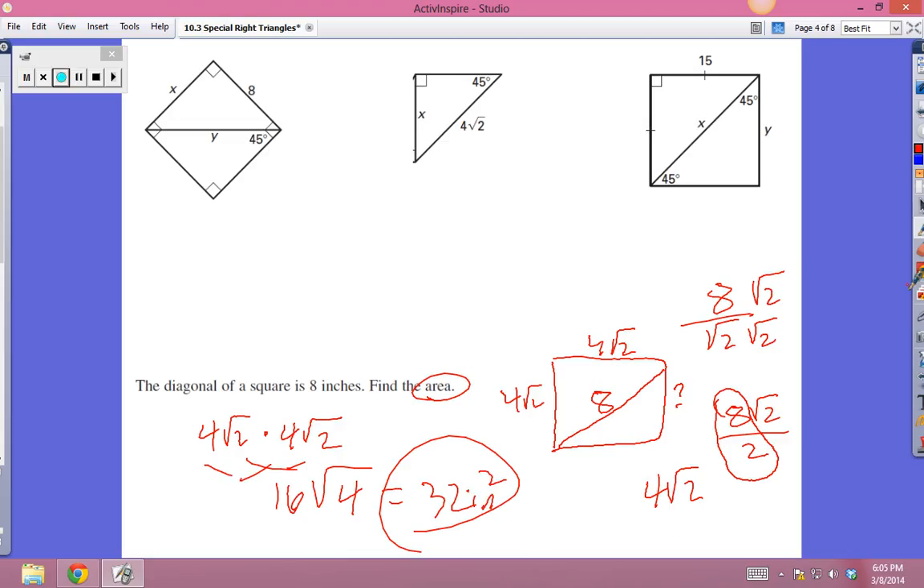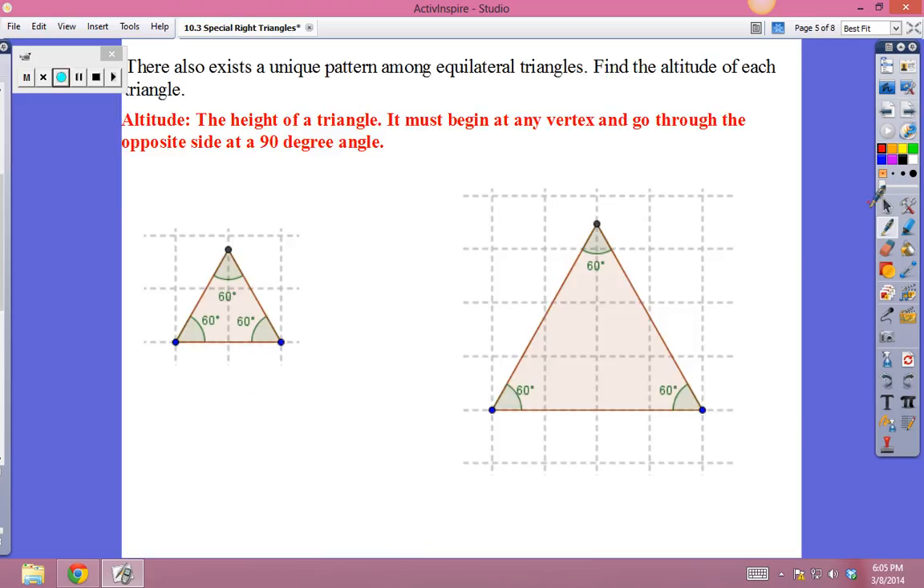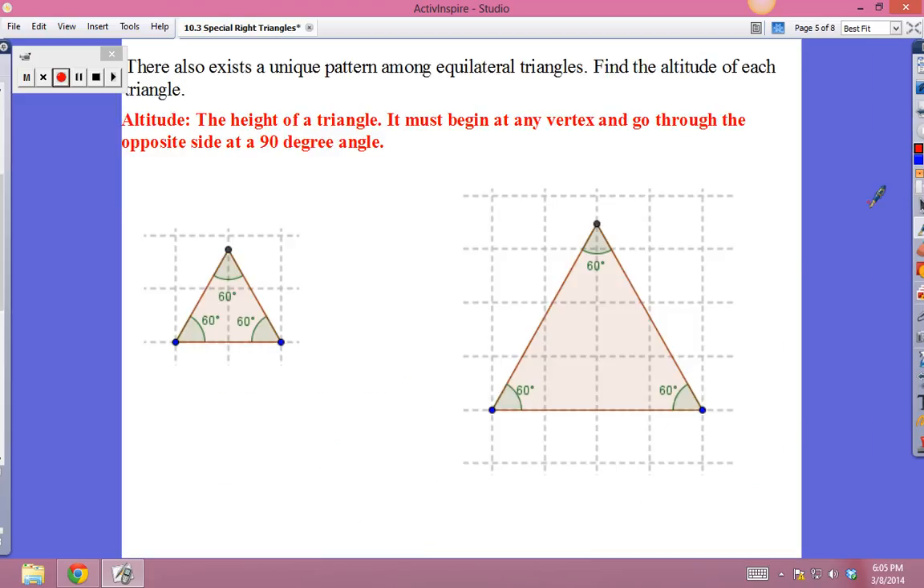Okay, your second type of special triangle comes from an equilateral triangle. So in the equilateral triangle, each of the three sides are congruent, and each of the three angles are congruent. So if we get a 60, 60, 60, this one right here, this triangle is 2 by 2 by 2. This triangle is 4 by 4 by 4.